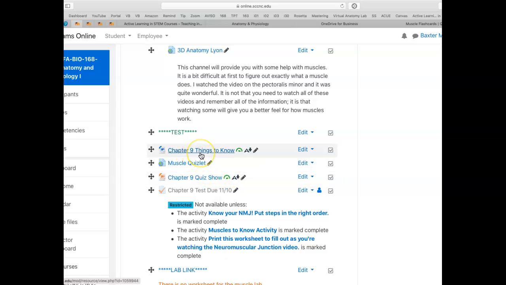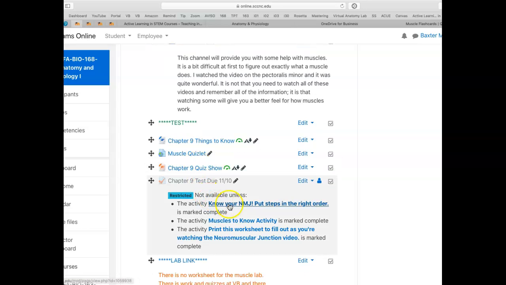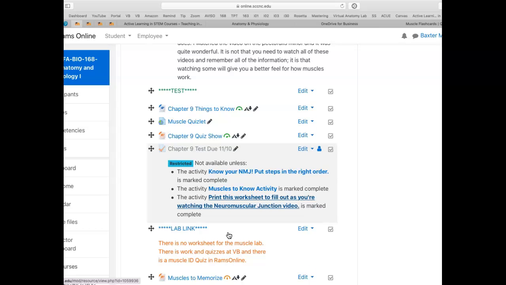Remember to fill out your things to know. That's your study guide for your final. There's a muscles Quizlet. You can look at the quiz show, and you have to mark these activities complete in order to make the test available to you.